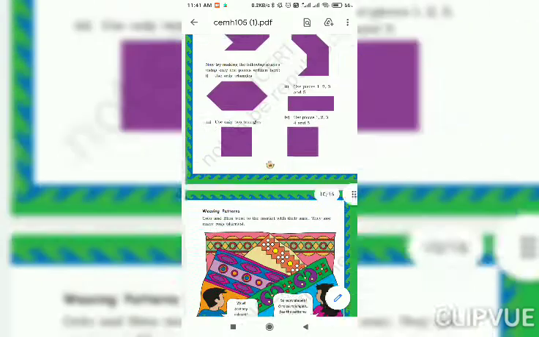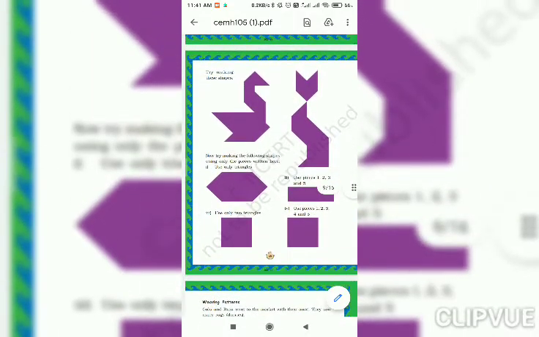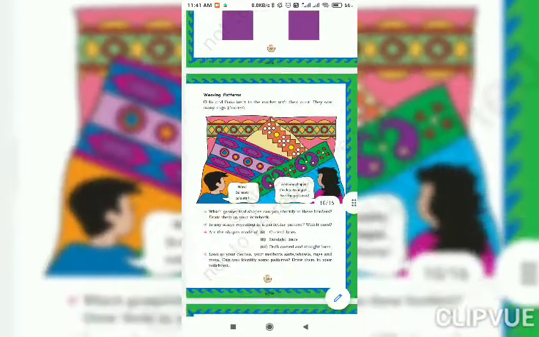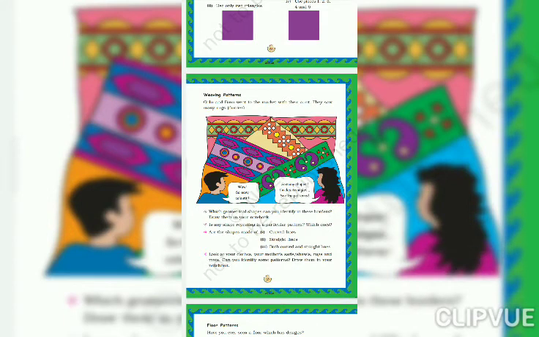Before that, the things on page number 68 we will do in our offline classes. Now I'm going to explain about patterns.